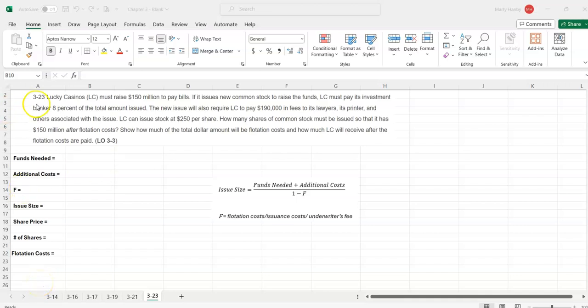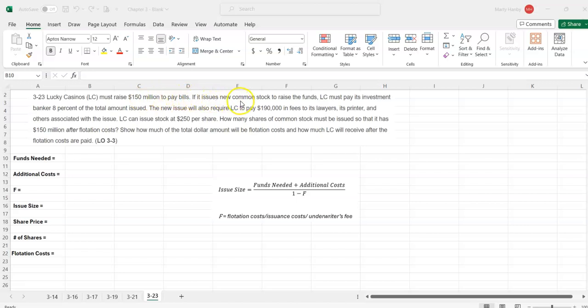Okay, this is problem 23 from chapter 3, CFIN7. Lucky Casinos, LC, must raise $150 million to pay bills.